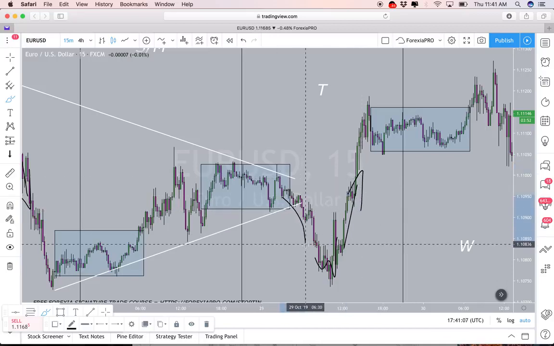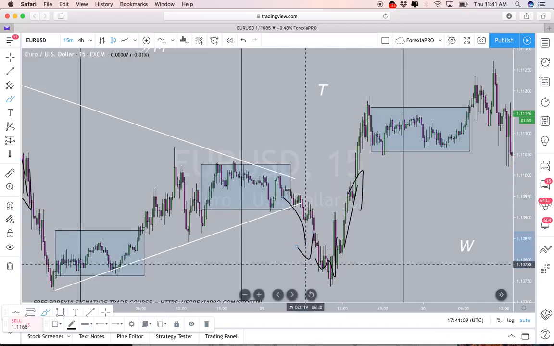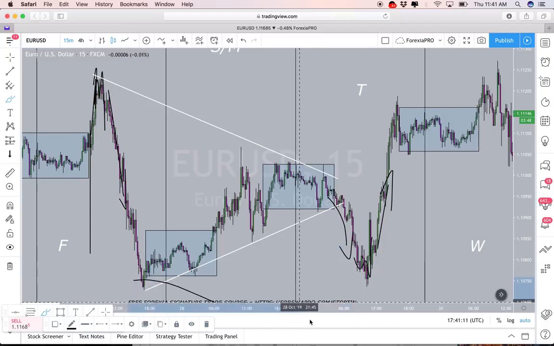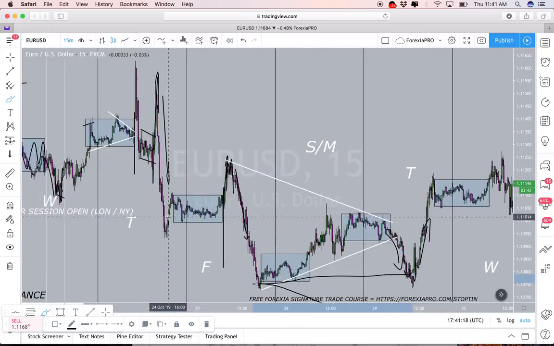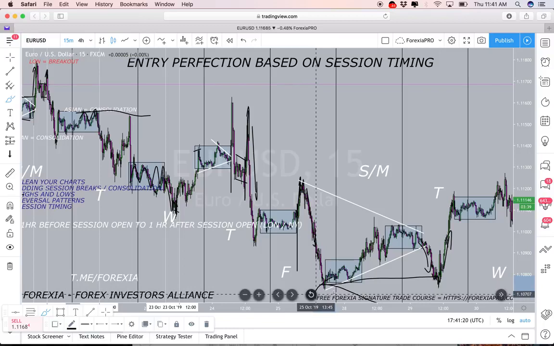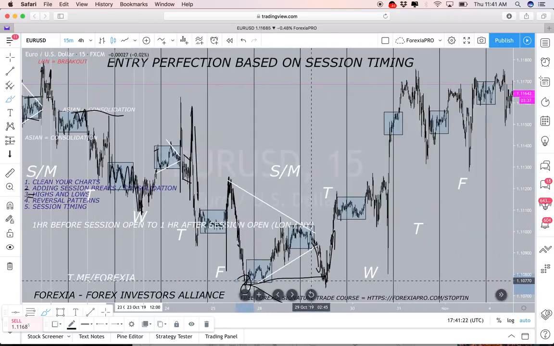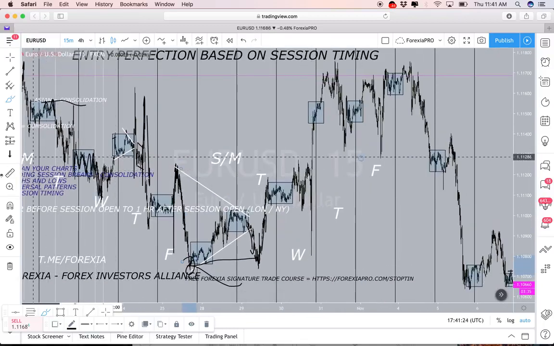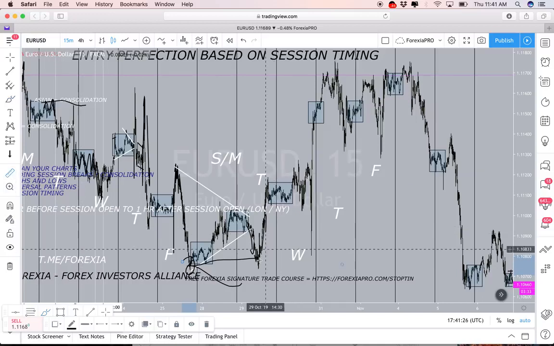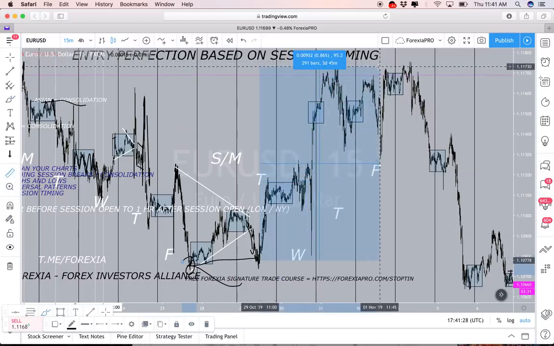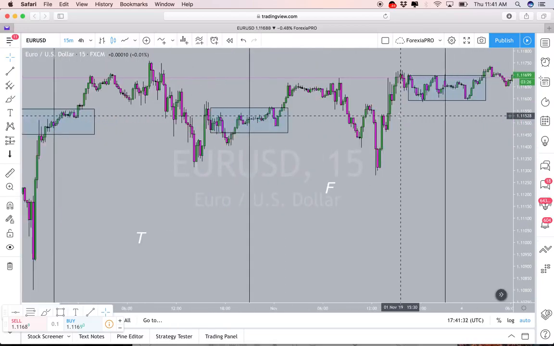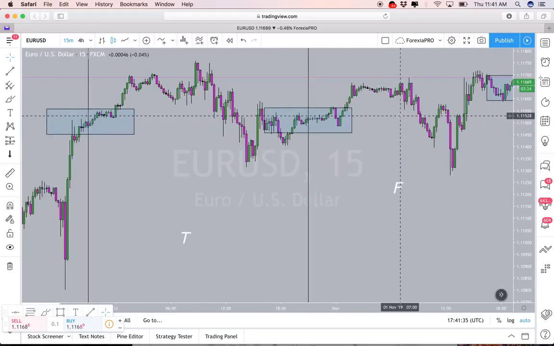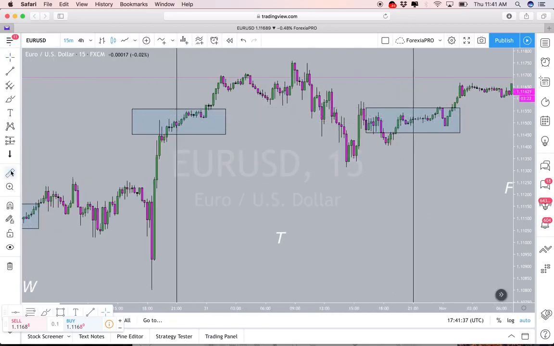Perfect breakout London session off the low of the body of the signature trade, off the low of the previous day and the previous day, low of the previous week as well, and a massive reversal for the rest of the week. 100 plus pips.